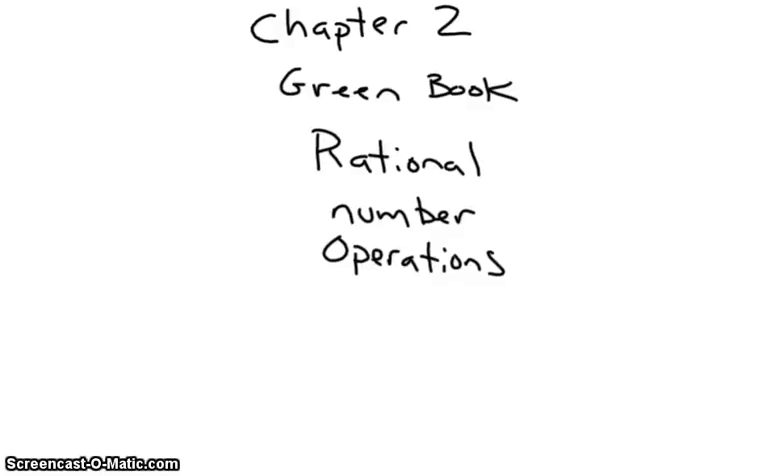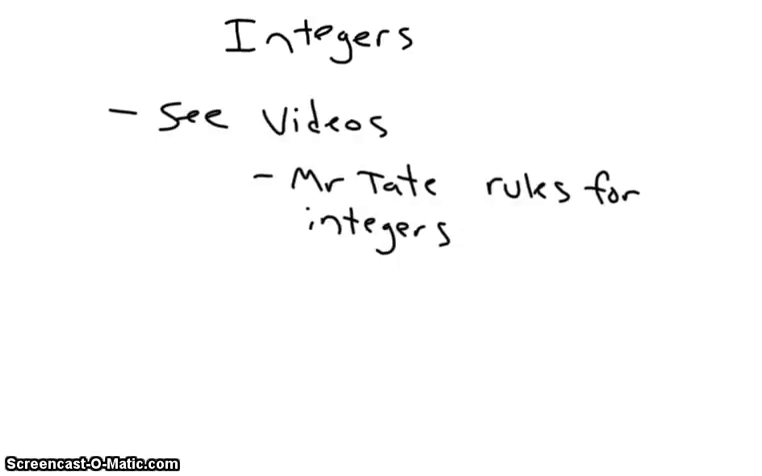Okay, guys, we're going to do our test review now for Chapter 2 in the Green Book, our rational number operations. So let's go ahead and get started. A lot of this we've already done, so you can look at some of our other videos that we've already done.